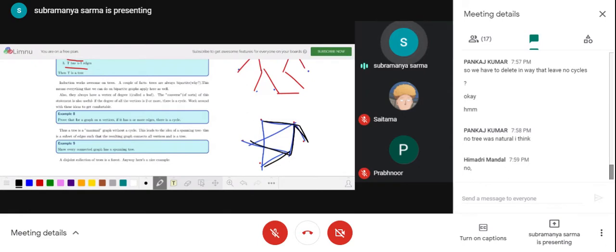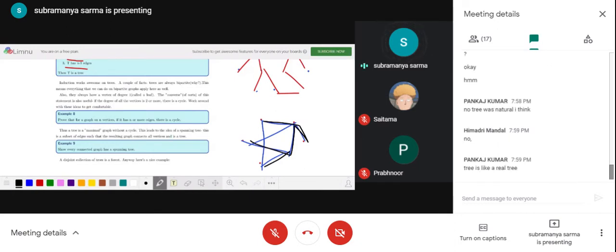Right. So to prove example 8, how do you prove it? Take a graph, take its spanning tree. Now the spanning tree will have exactly n minus 1 edges, right? The spanning tree will have n minus 1 edges. And now if you take any new vertex, right?